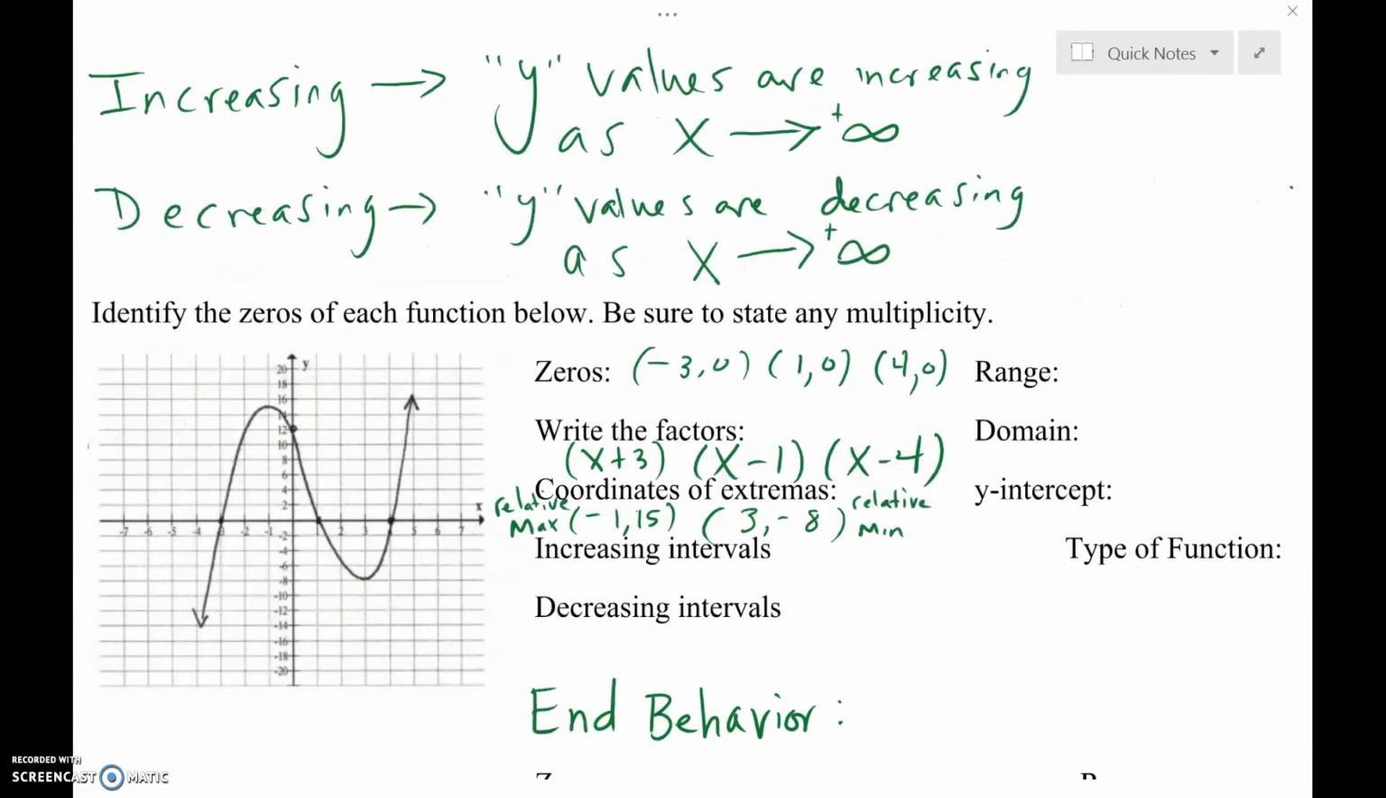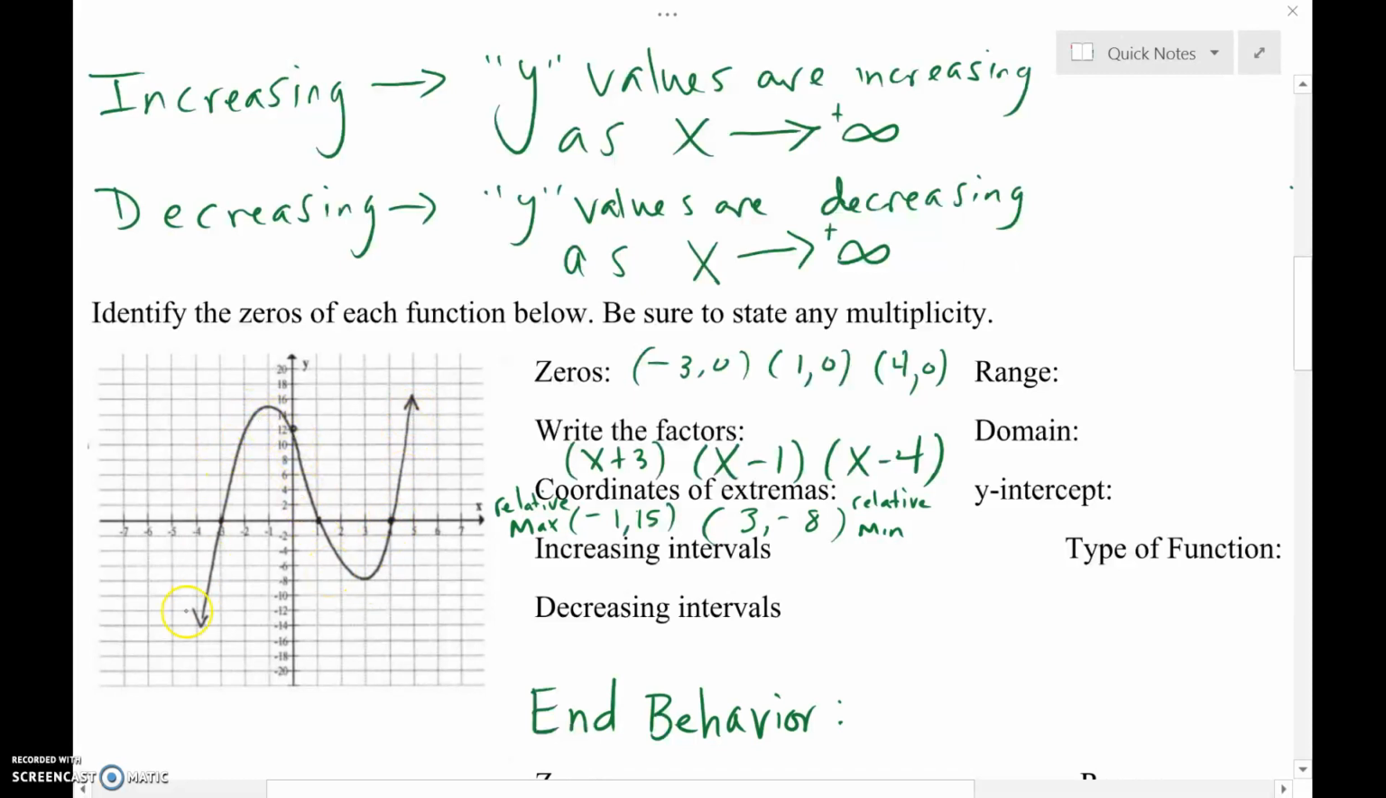Talk about increasing and decreasing intervals. So I got you some definitions again if you want to pause and write these things down. But increasing is when the y values are increasing or going up as we move from left to right. So as the x values are getting bigger and heading toward positive infinity. So starting here and moving this way from left to right, what's the graph doing? What are the y values doing? So what you see on the graph is the result of the y values.